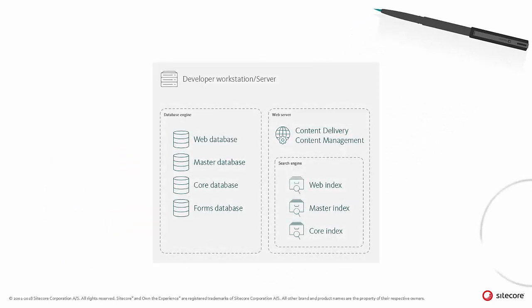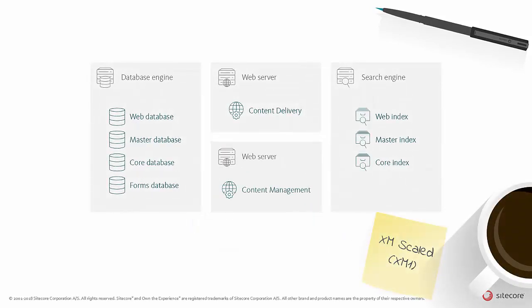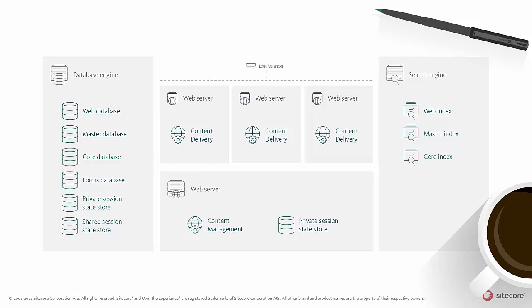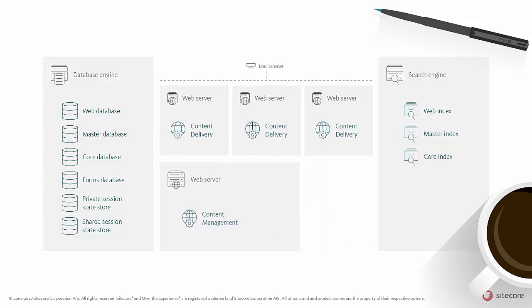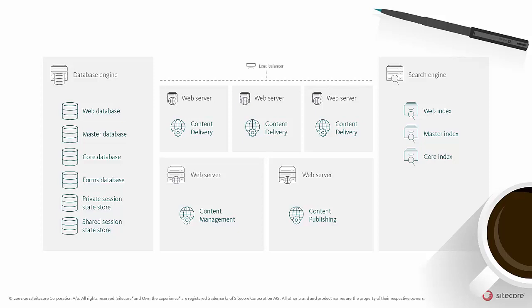So what did we install? Well, we installed the minimal XM0, the Experience Manager product with Lucene running on a single website. We also installed XM scaled, so that's out of the box XM scaled, no other monkey business. We installed a load balanced CD environment with session state with Redis set up. We also installed the content publishing server and got that to work.